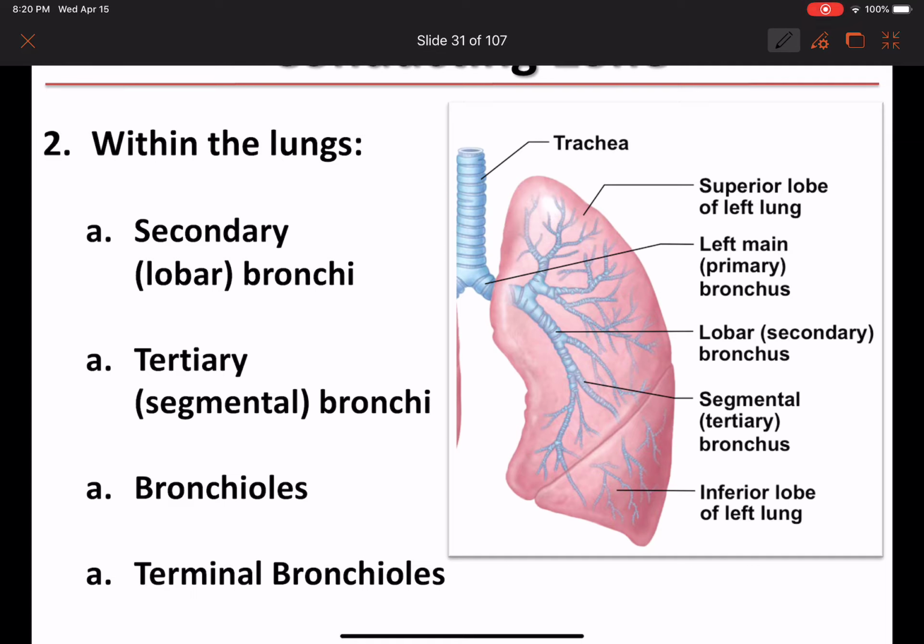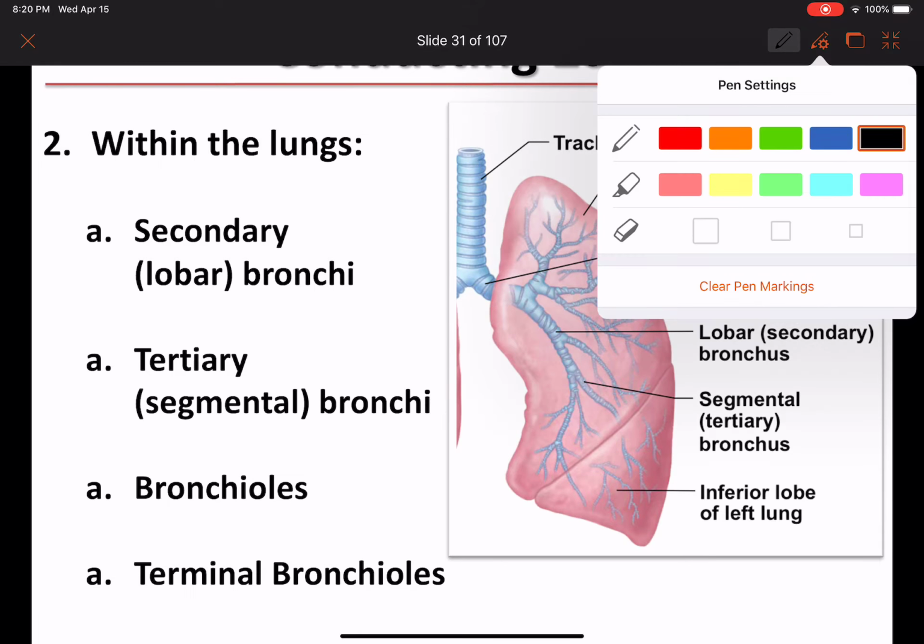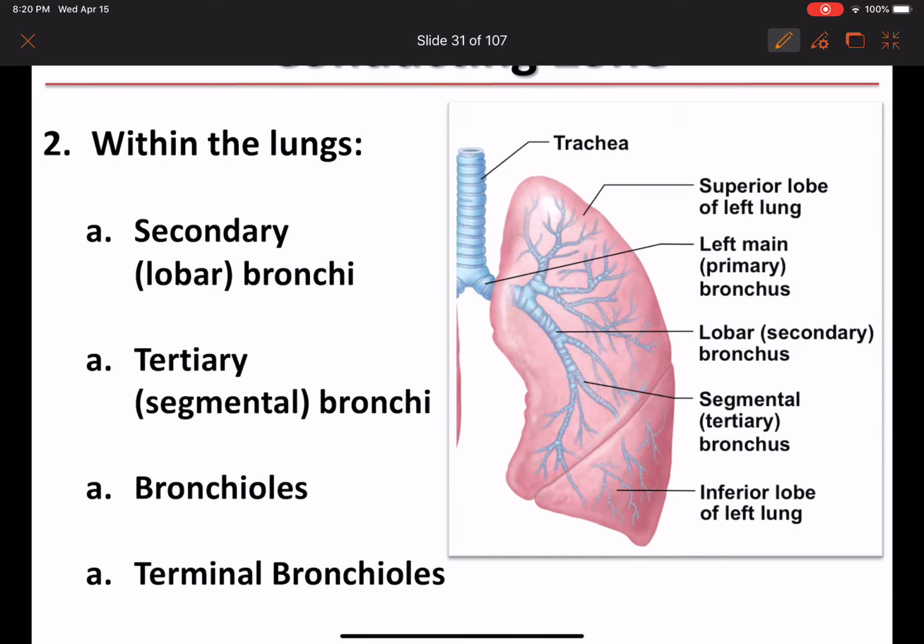Okay, so then within the lungs, your primary bronchi split into secondary bronchi or lobar bronchi. We call them lobar bronchi because each of the lobar bronchi leads to a separate lobe of the lungs. And you probably already know that your right lung has 3 lobes and your left lung has 2 lobes. So how many secondary or lobar bronchi is your right lung going to have? Of course, it's going to have 3, because it has 3 lobes. Your left lung, of course, is going to have 2 lobar secondary bronchi because it has 2 lobes.